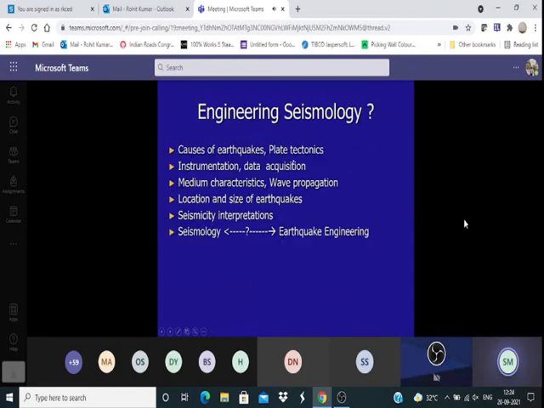So what is there in engineering seismology? Causes of earthquakes, plate tectonics, instrumentation, data acquisition, medium characteristics, wave propagation, location and size of earthquake, seismicity interpretations, and whatever are the products which are between seismology and earthquake engineering, they are the part of engineering seismology.